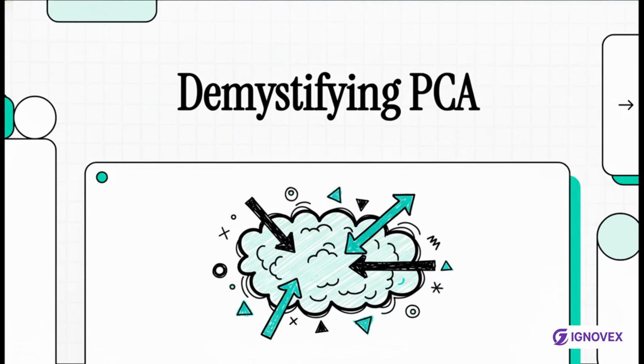All right, today we're going to demystify a true powerhouse in the world of data science, principal component analysis, or PCA for short. It's a super powerful technique for finding the hidden story in your data, even when it's buried in a ton of noise. So let's jump right in.